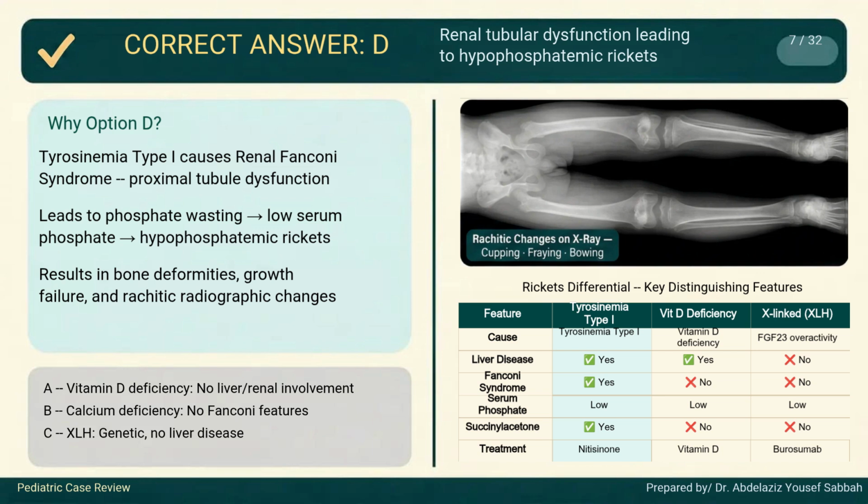The clinical consequences include bone deformities such as genu varum and wrist widening, growth failure, and rachitic radiographic changes including cupping, fraying, and bowing. The key distinguishing features from other causes of rickets: vitamin D deficiency rickets has no liver or renal involvement. Hypophosphatasia has low alkaline phosphatase, and X-linked hypophosphatemia is genetic with no liver disease. Tyrosinemia type 1 uniquely combines liver disease, Fanconi syndrome, low phosphate, and detectable succinylacetone. Treatment is Nitisinone.